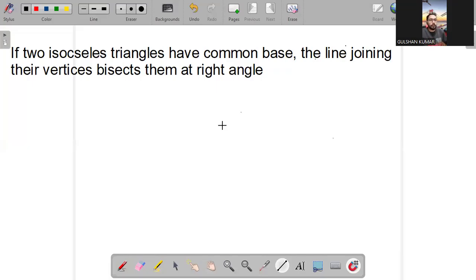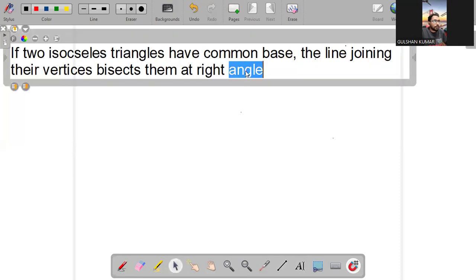We have a theorem here that if two isosceles triangles have a common base, the line joining their vertices bisects them at right angle. This question is different from the congruent triangle problems. We are proving that isosceles triangles have two equal sides. But here is a catch: there is a common base with another triangle, which is also an isosceles triangle.